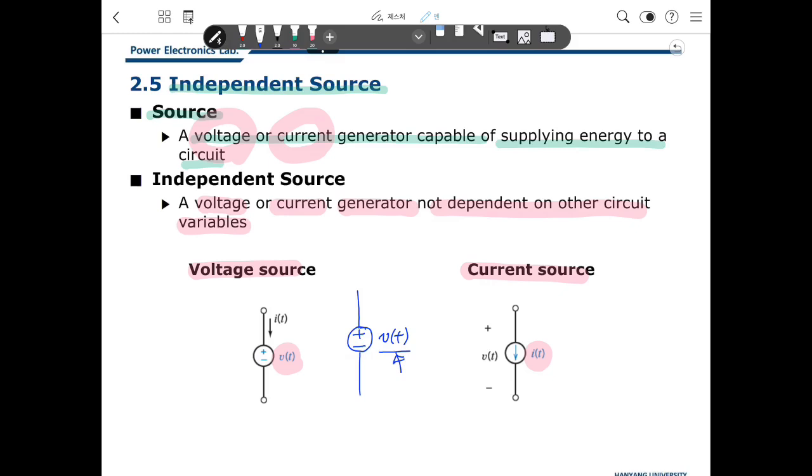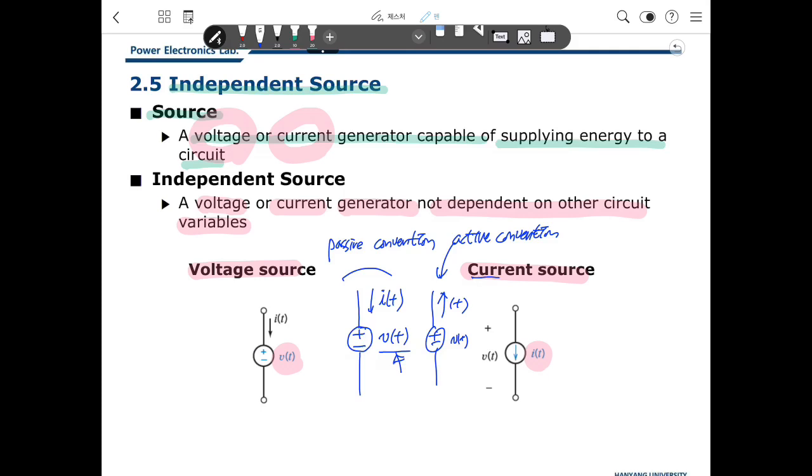And we can define the direction of current. When you define the current direction as i(t) this way, then you can say this is a passive convention. And we can decide the direction of current in this other way. Then you can say this circuit is the active convention. Okay.